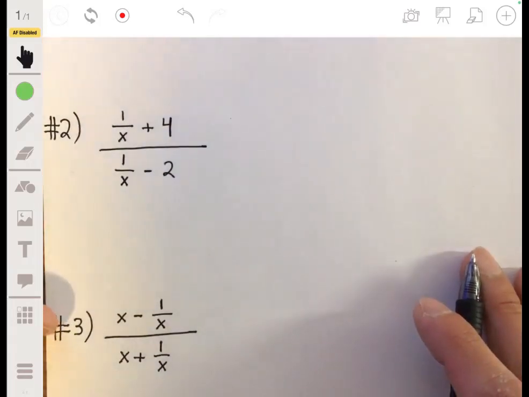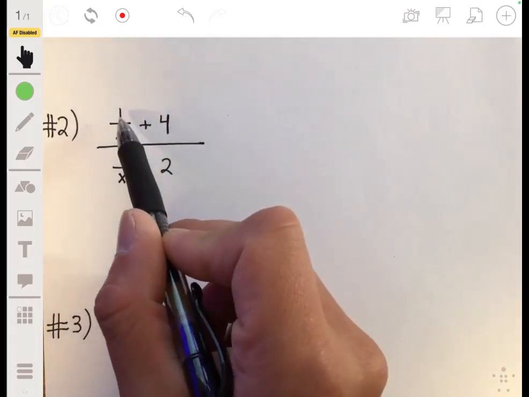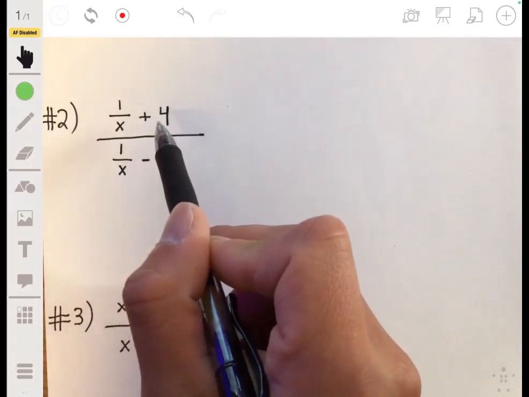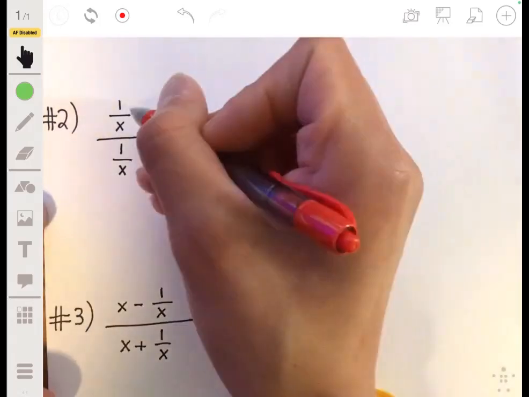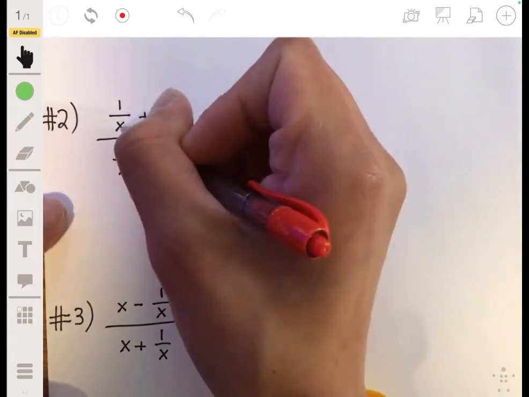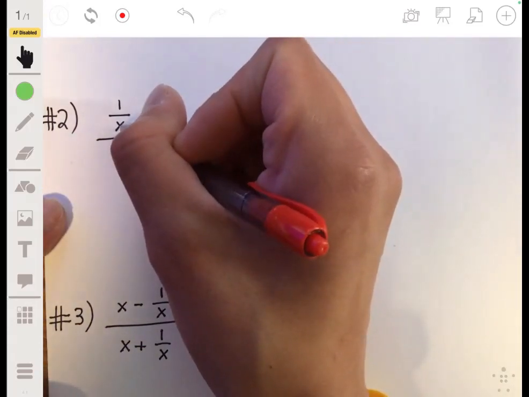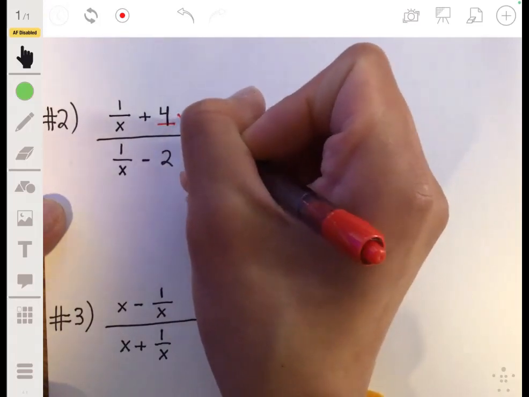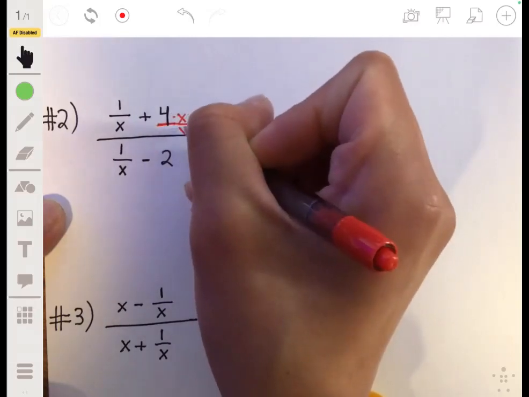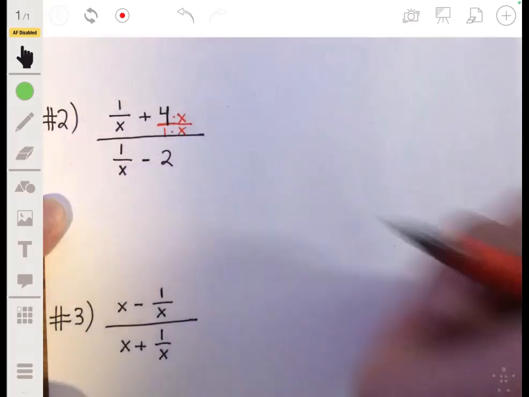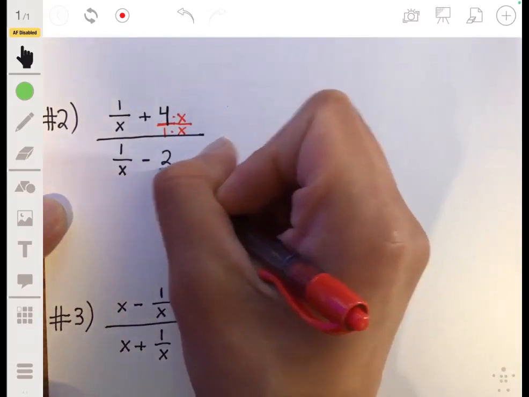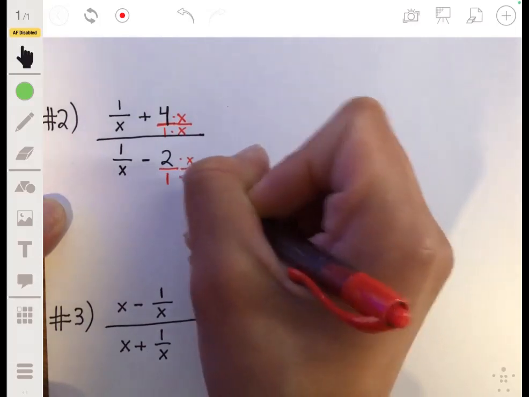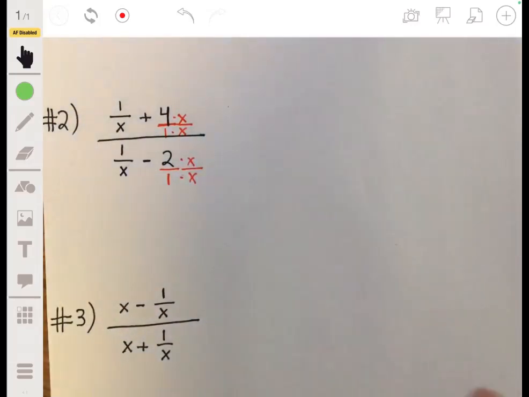All right, number 2. Now we have both the numerator and denominator where you want to combine the fractions. So for both of them, they are going to have common denominators of x. So we're going to multiply this 4 by an x over x. So it's like 4 over 1 times x over x. And this 2, think of it as 2 over 1 times an x over x, because again, an x over x is just like multiplying by 1.